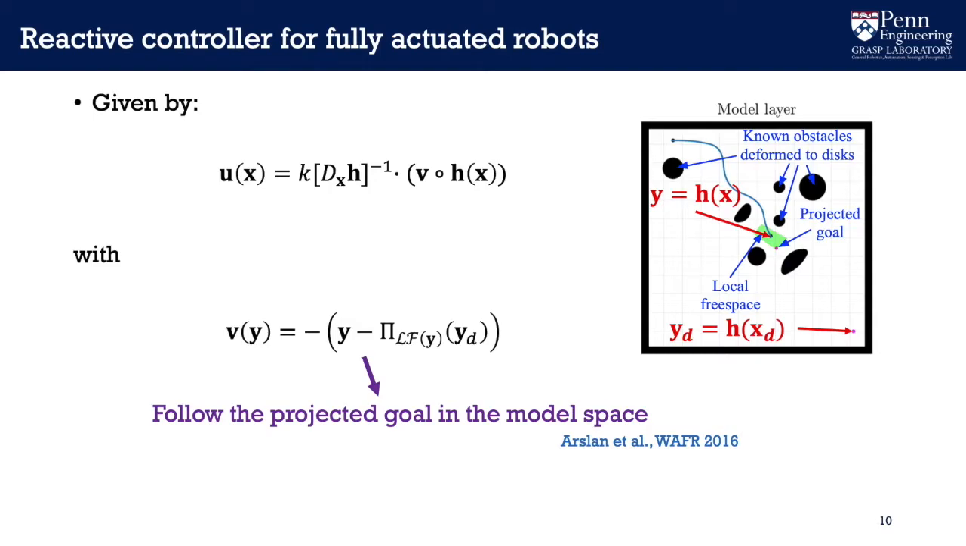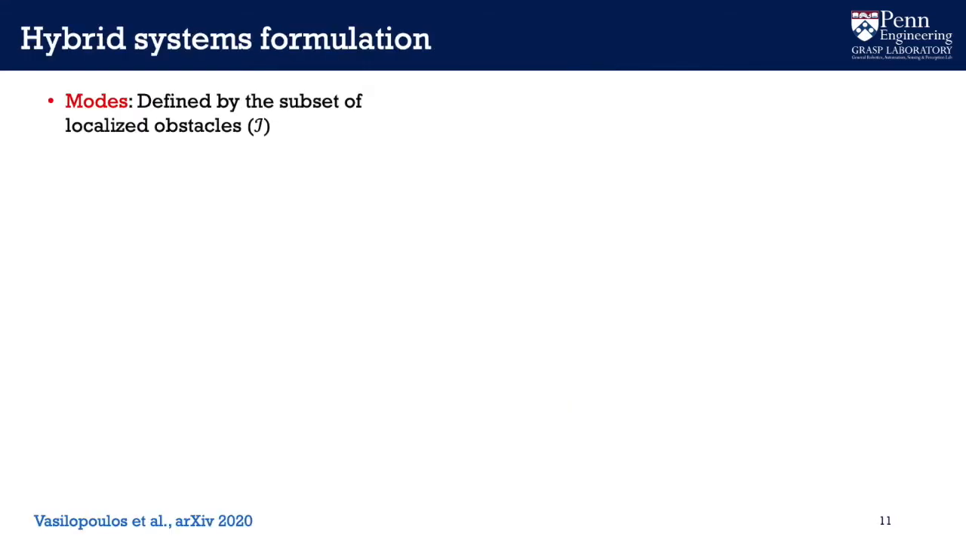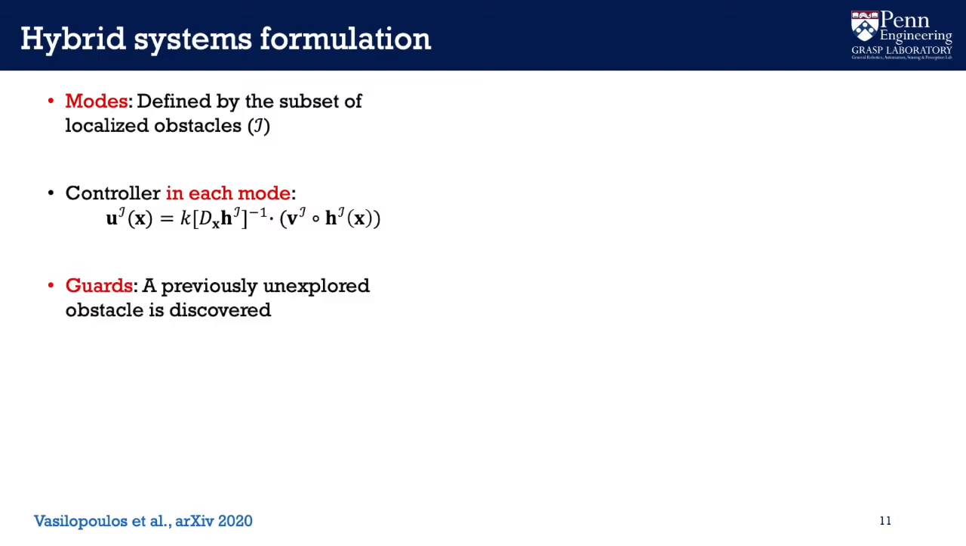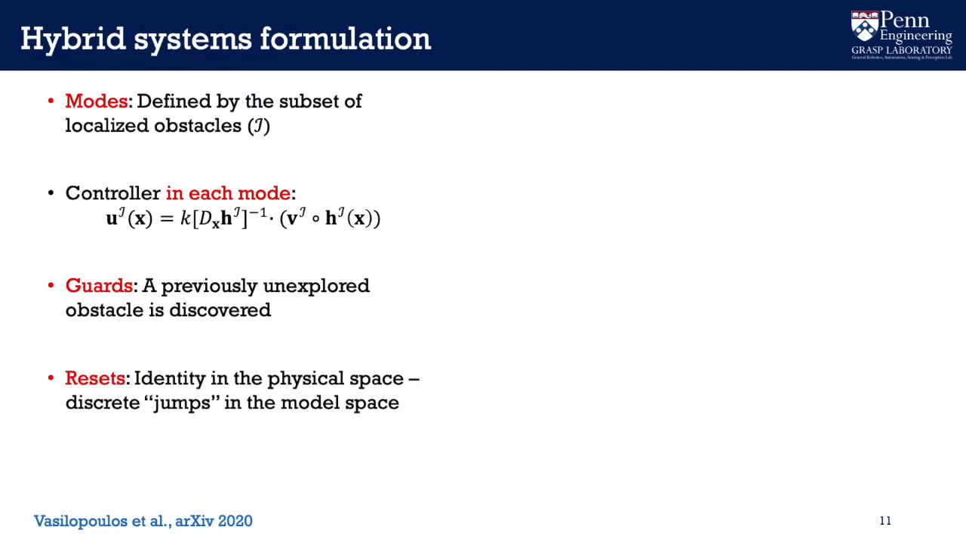To formally prove target convergence in a changing semantic world, we employ a hybrid systems formulation, where each mode is defined by the subset of already localized familiar obstacles. The controller in each mode is the push forward of the doubly reactive navigation strategy through the inverse of the diffeomorphism for the given subset of localized familiar obstacles. The guards describe the perceptual updates where a previously unexplored obstacle is discovered, and the resets are just the identity in the physical space with possibly discrete jumps in the model space.